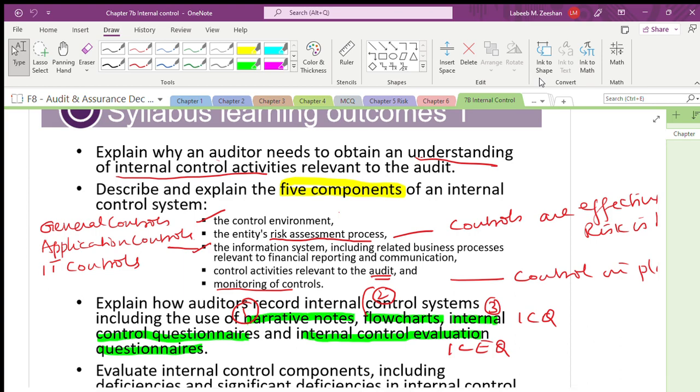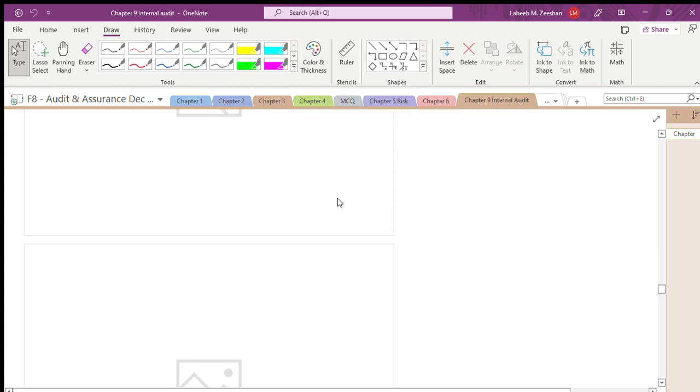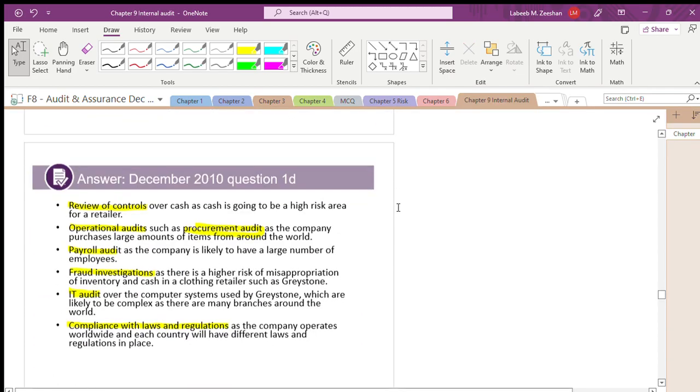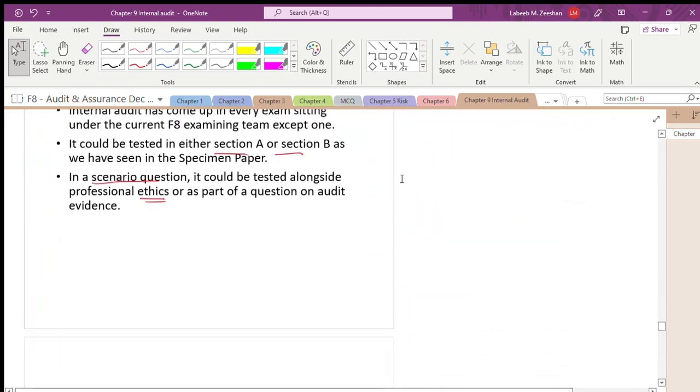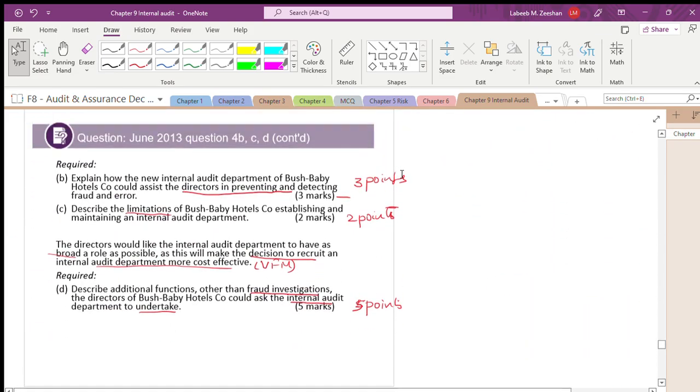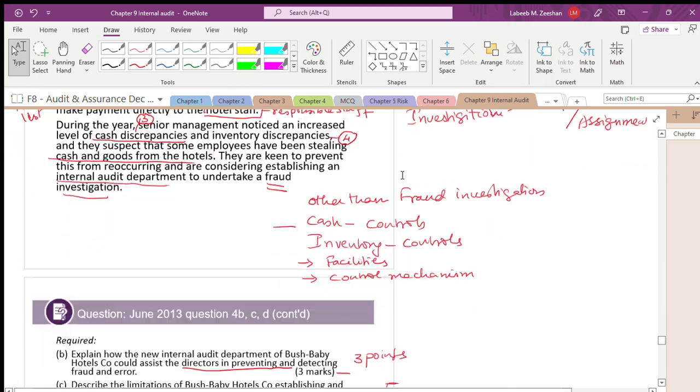Now, fine. These are the things: control environment, risk assessment process, information systems, control activities, and monitoring of control. Fine. Now, where is our lecture?